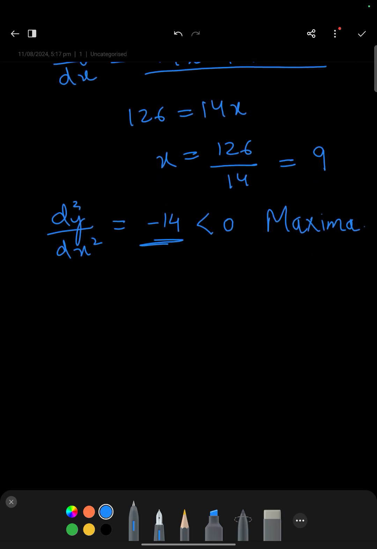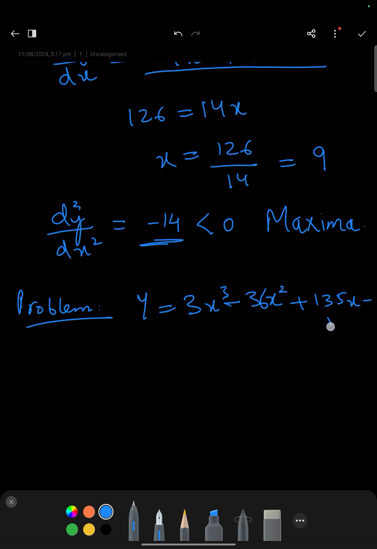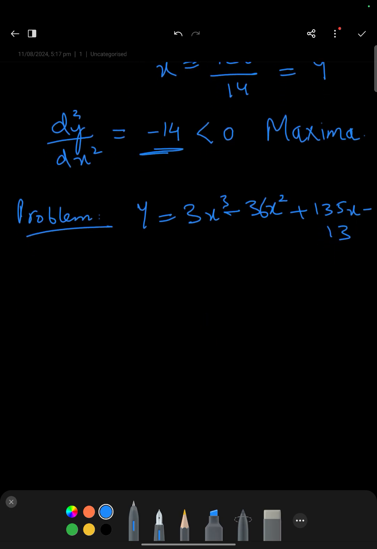Now let us see another example, problem second. We have to find the minima or maxima of 3x cube minus 36x square plus 135x minus 30. So we will first do first differentiation, dy by dx will be 3 into 3, 9x square, minus 36 into 2, 72x, plus 135. So it will be equal to 0 as our first condition.